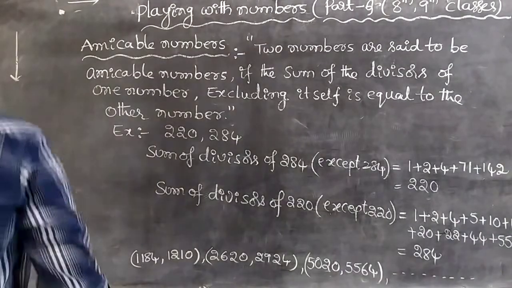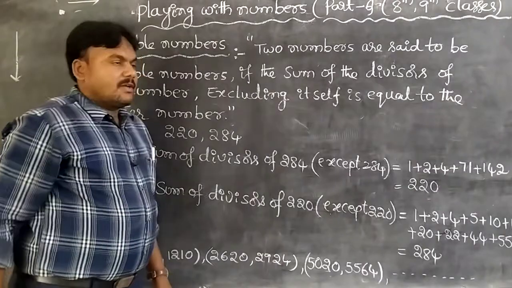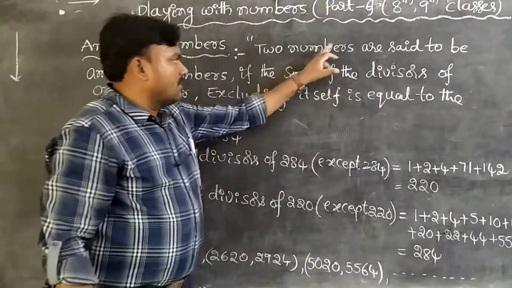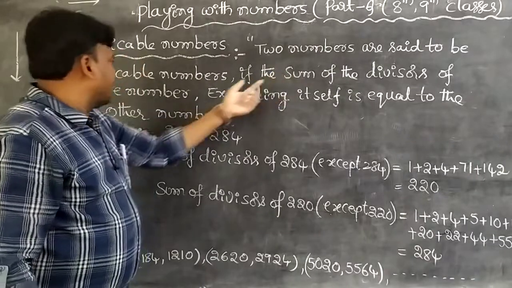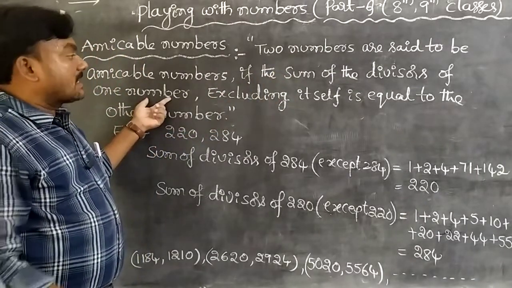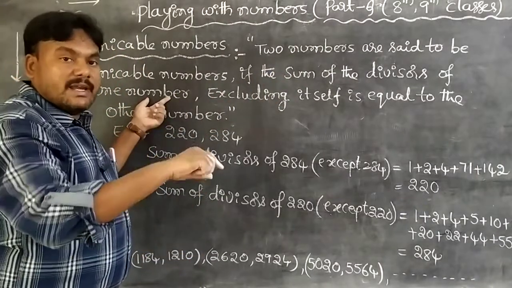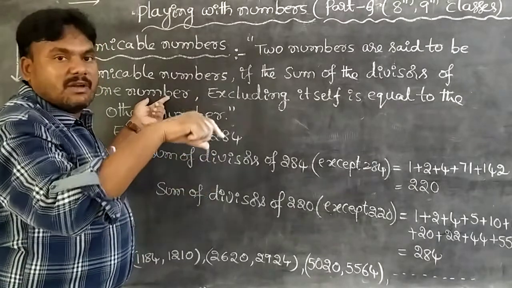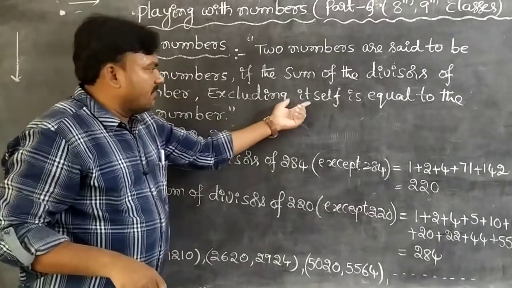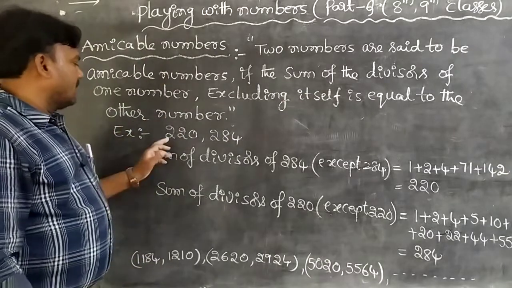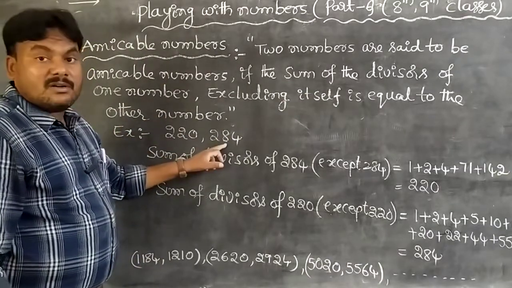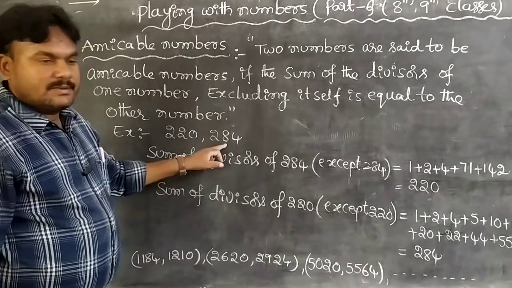What are amicable numbers? Observe the definition. Two numbers are said to be amicable numbers if the sum of the divisors of one number, excluding itself, that means except that value, is equal to the other number. Observe here, students, 220 and 284 are amicable numbers.